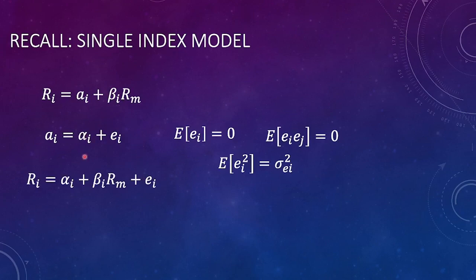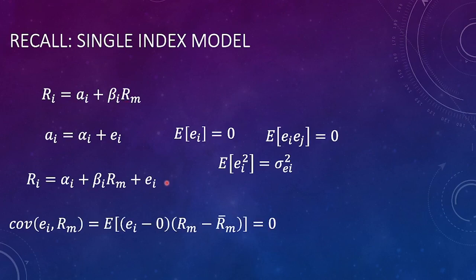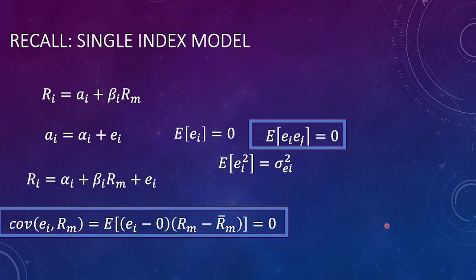And if you plug all these things in, we get this kind of formula. We also had the assumption that e_i is completely independent of the market, which means the covariance between e_i and R_M is actually zero. Okay, so these were our assumptions.